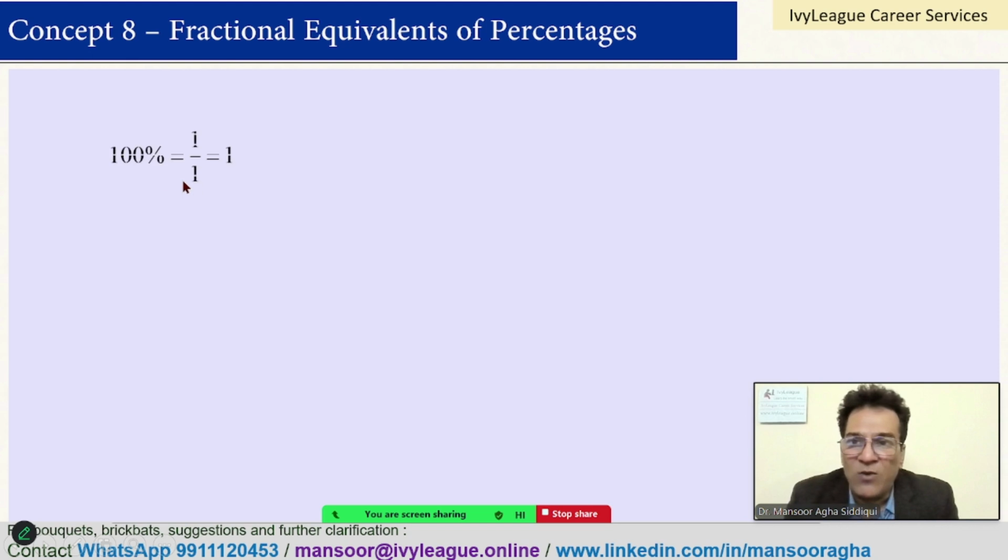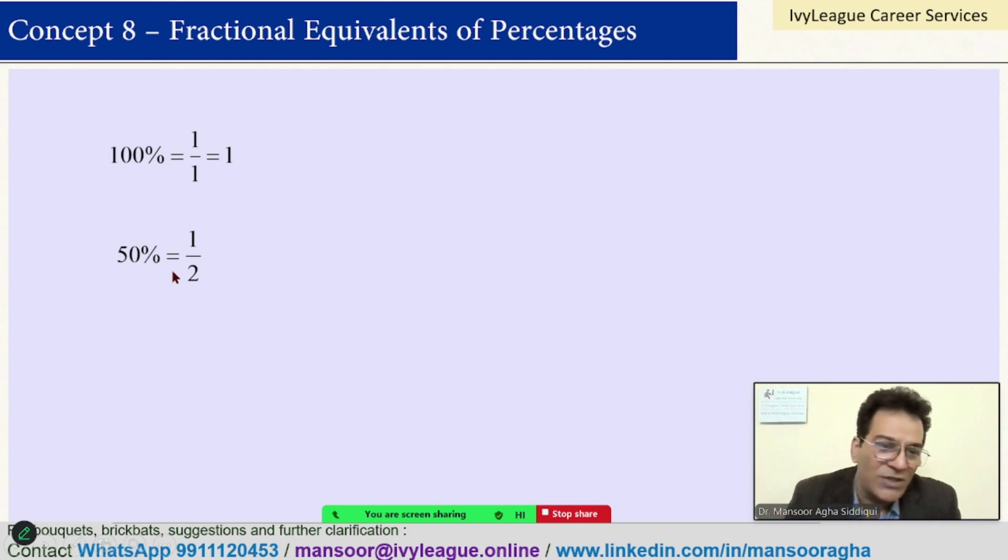So if I look at 100%, 100% means 100 upon 100, which is equal to 1 upon 1, which is equal to 1. So whenever you see 100% written anywhere, understand it means 1 or it means 1 upon 1. Exactly half of this is 50%. So 50% basically means 50 upon 100, which is equal to 1 upon 2. As a result, whenever you see 50% written anywhere, it basically means the fraction 1 upon 2.